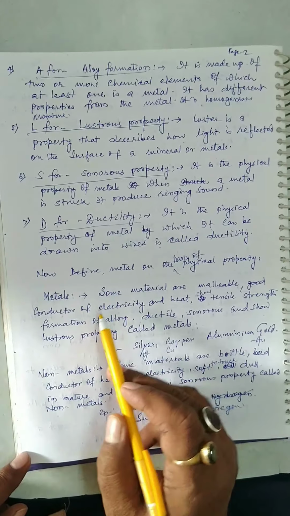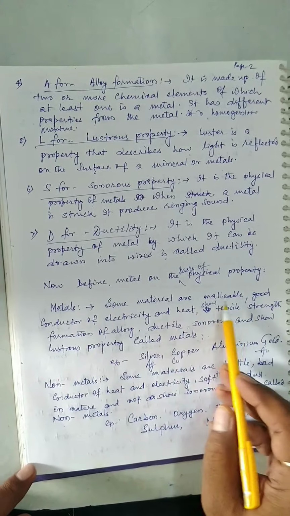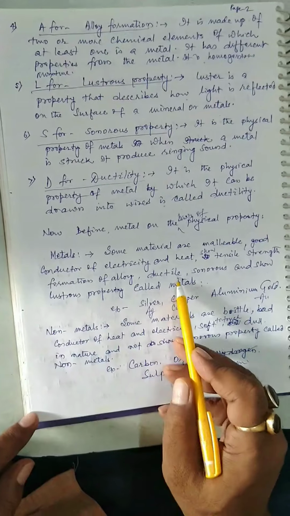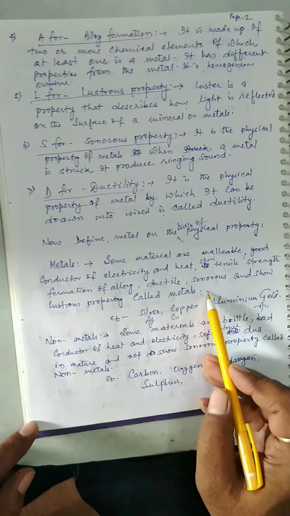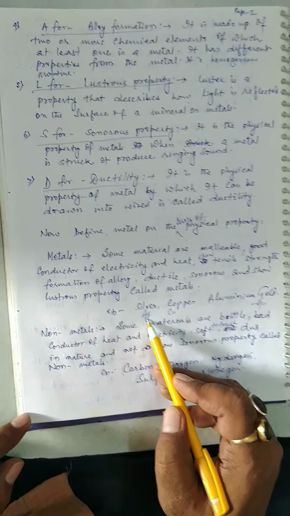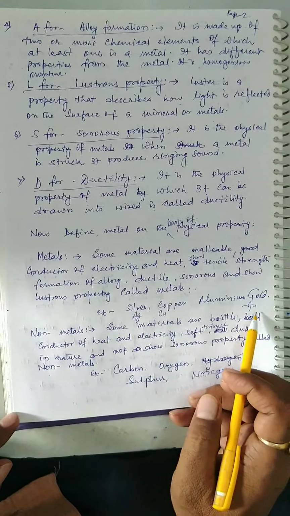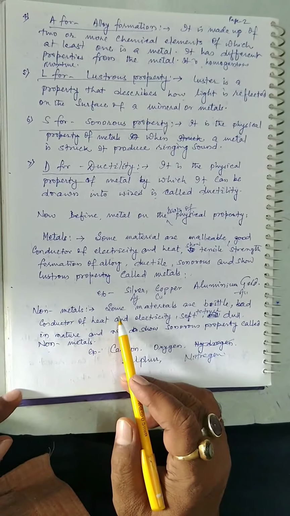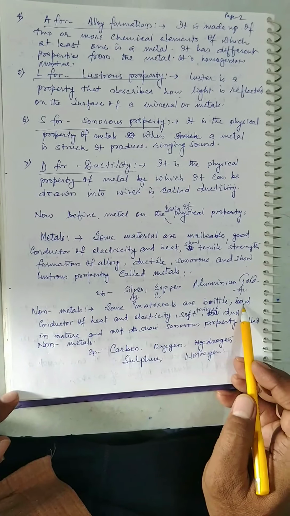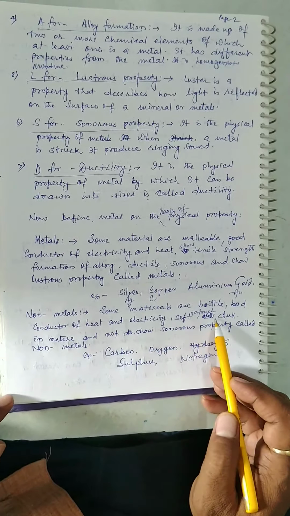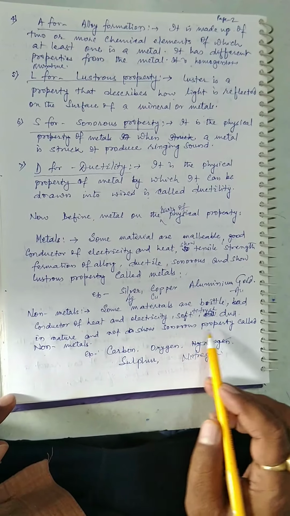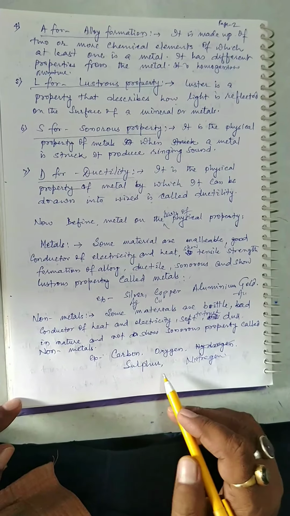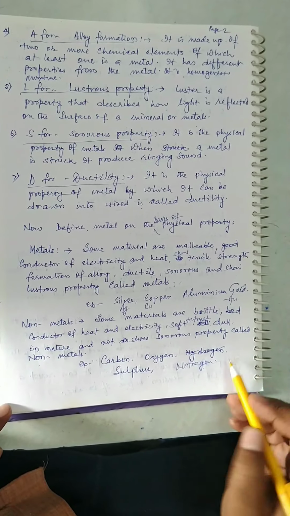Now, the definition of metal. Some materials are malleable, good conductors of electricity and heat, show tensile strength, formation of alloy, are ductile, sonorous, and show lustrous properties, called metals. Examples: Ag, Cu, Au. Non-metals: some materials are brittle, bad conductors of heat and electricity, soft to touch, dull in nature, and do not show sonorous property. Examples: carbon, oxygen, sulfur, hydrogen, nitrogen, etc.